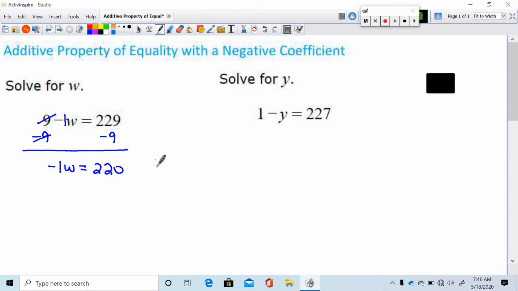Now the W is still not by itself. It's got a negative 1 with it and it's stuck together. When it's stuck together, it's being multiplied. Negative 1 times W. So the opposite of multiply is divide. You want to divide by everything that's stuck to W. When you do that, top cancels with bottom if it's the exact same thing. Now on this right hand side, there's a negative on the bottom, but there's no negative on the top to cancel it out. It takes two negatives to cancel. So my answer is going to stay negative. 220 divided by 1 is 220. So W is negative 220.